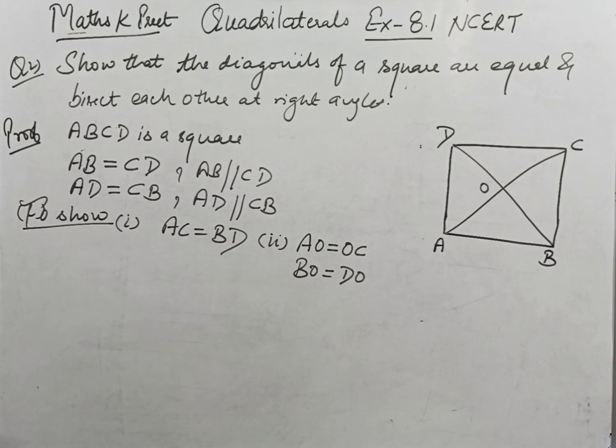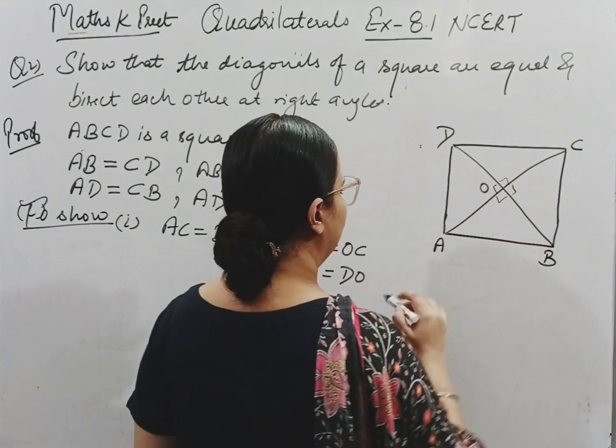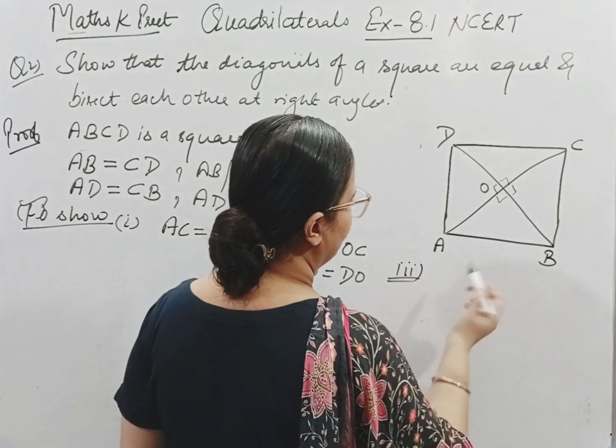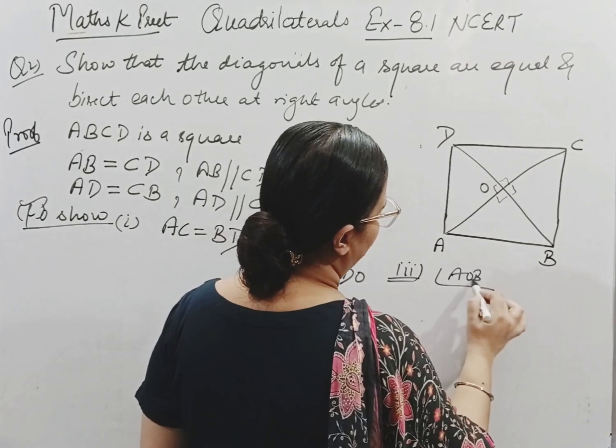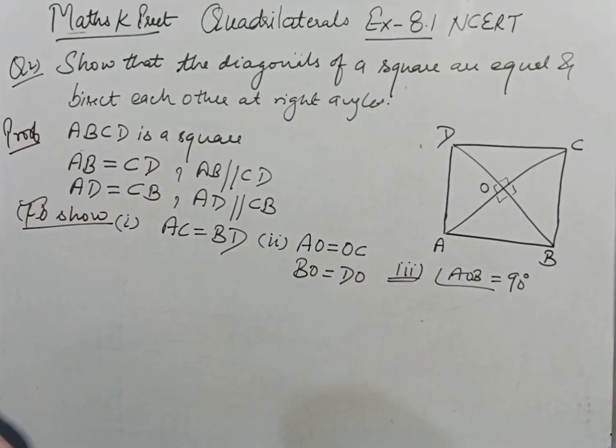Third thing that I have to show is that the angles at this point of intersection are of 90 degrees. Find any of the angles, say angle AOB is equal to 90 degrees. This I have to show.